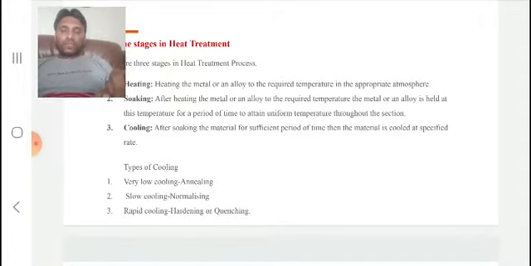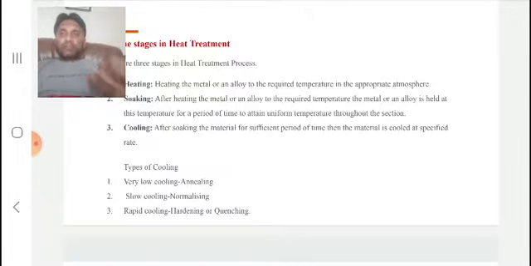And if the same heating, up to above the upper critical temperature, and then cooling it in still air is called normalizing. Normalizing is also done to get grain refinement, relieve internal stresses, and to increase machinability.